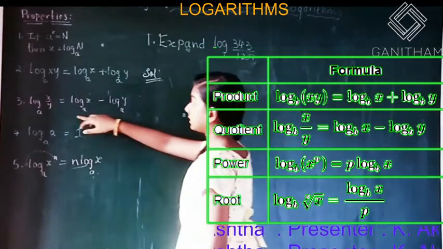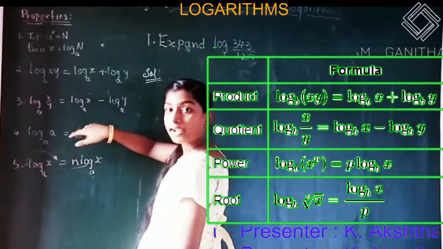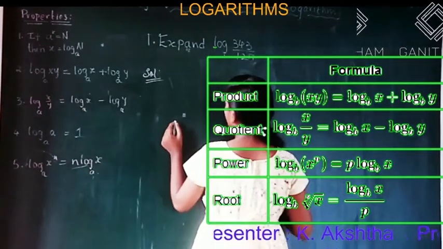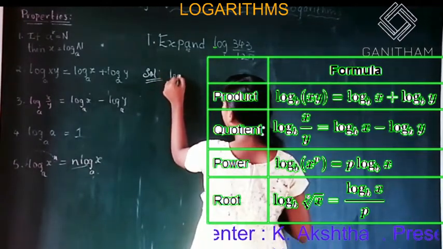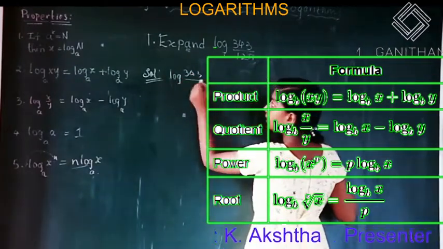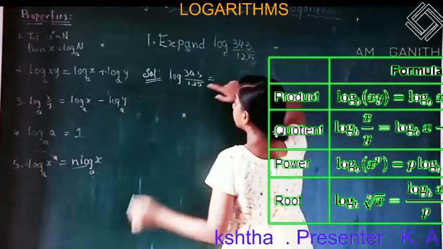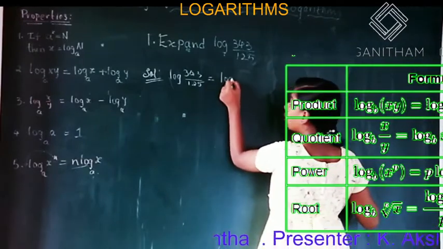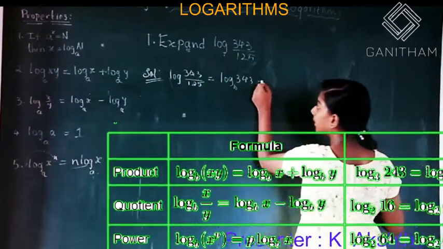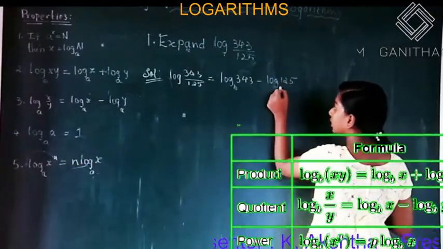Here we have properties, right? Log x by y to the base a is equal to log x to the base a minus log y to the base a. So that's how we do here. Log 343 by 125 is equal to, how can we write this? Log 343 to the base 10 minus log 125 to the base 10.